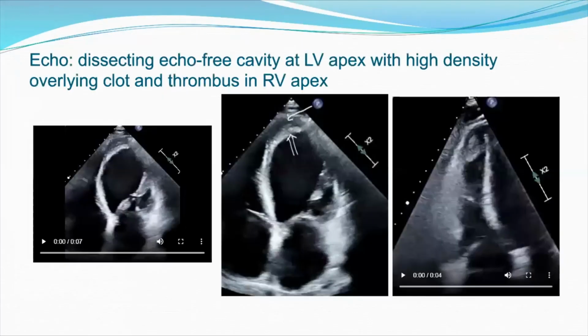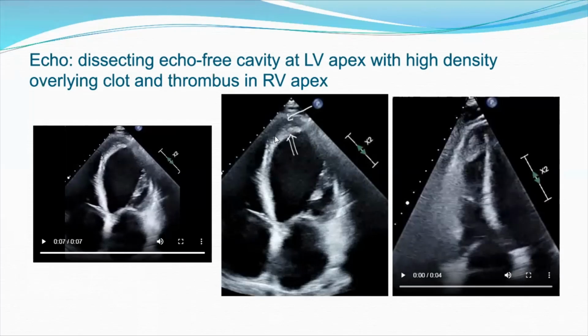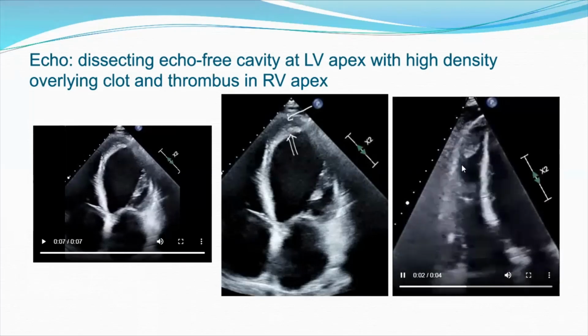So we did an echo for this person, and in the echo, we see this in a four-chamber view. This is the left atrium, left ventricle, right atrium, and the right ventricle. We see there is an echo-free cavity at the LA apex, and there is an increased high-density overlying clot in the lumen. And in the RV, we see there is a thrombus.